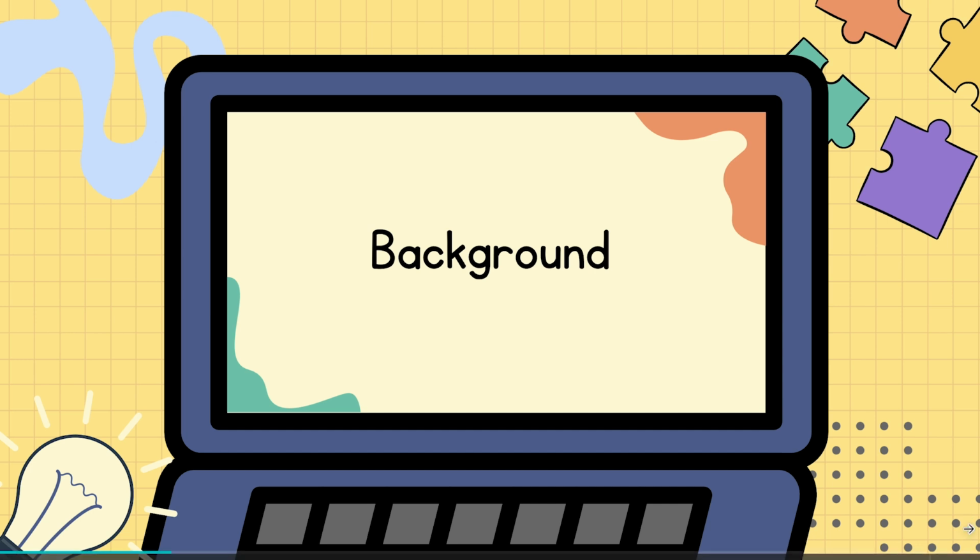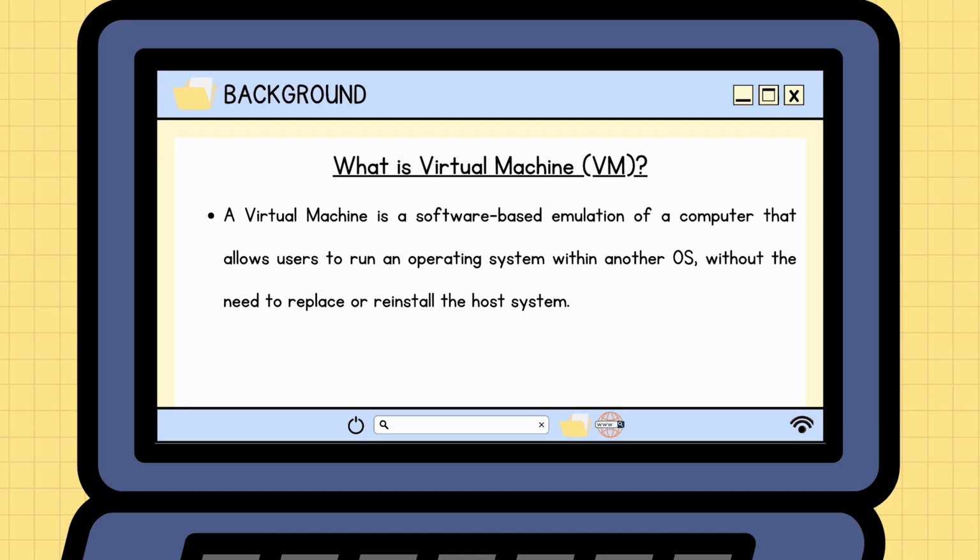What is a virtual machine (VM)? A virtual machine is a software-based emulation of a computer that allows users to run an operating system within another OS without the need to replace or reinstall the host system.